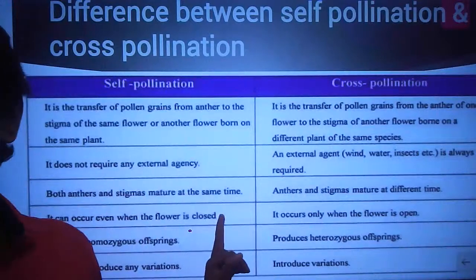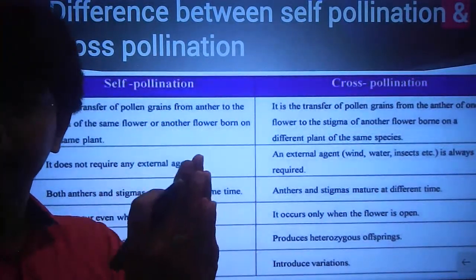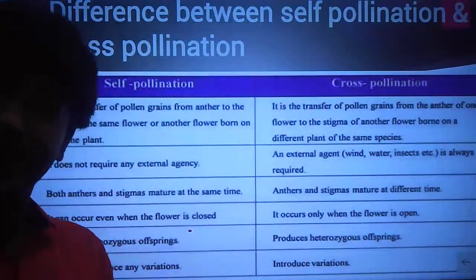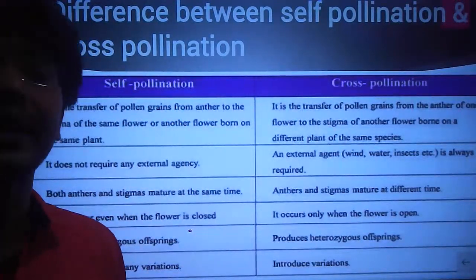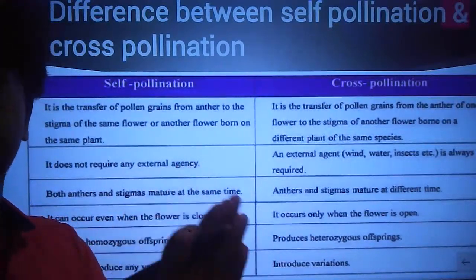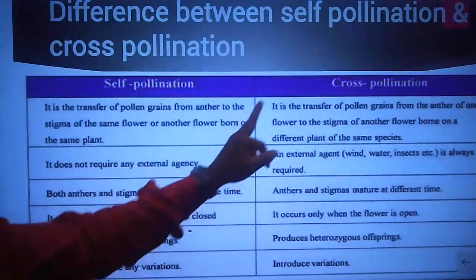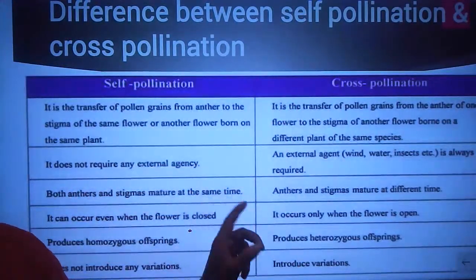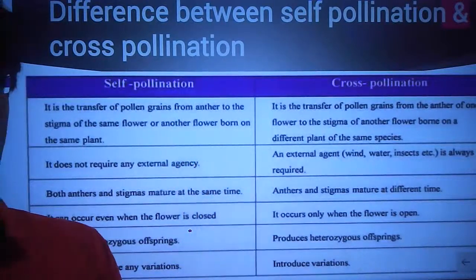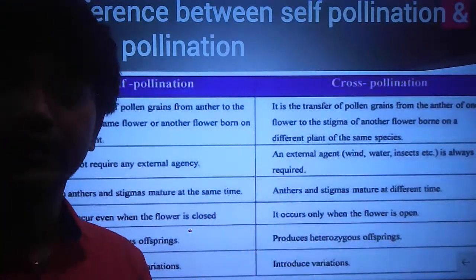Self-pollination can occur even when the flower is closed. That's what I told you about cleistogamous, where the flower is closed. Why? Because the anther is already there inside, so it doesn't require pollen grains to come from outside. Even if the flower is closed, self-pollination takes place. Cross-pollination occurs only when the flower is open, because only if the flower blooms can the stigma be exposed or protrude outside.